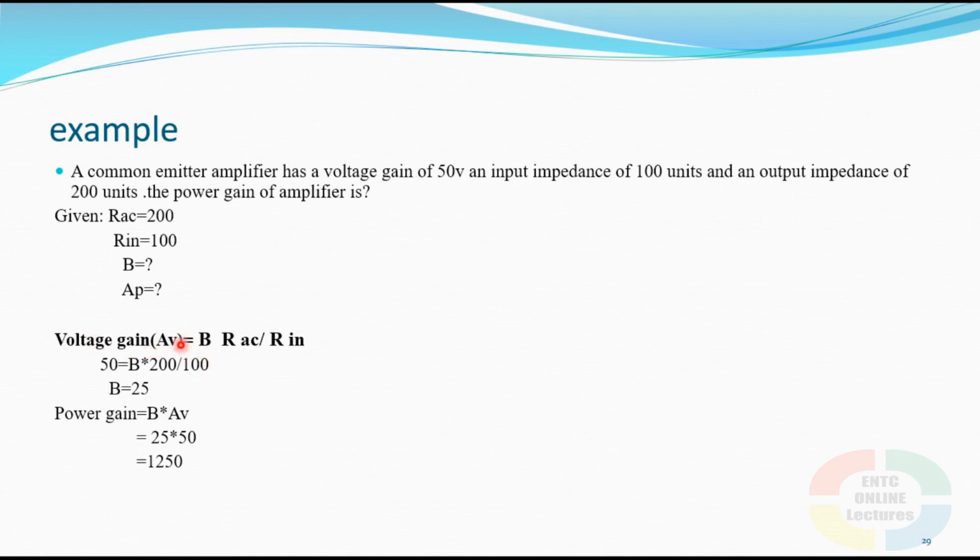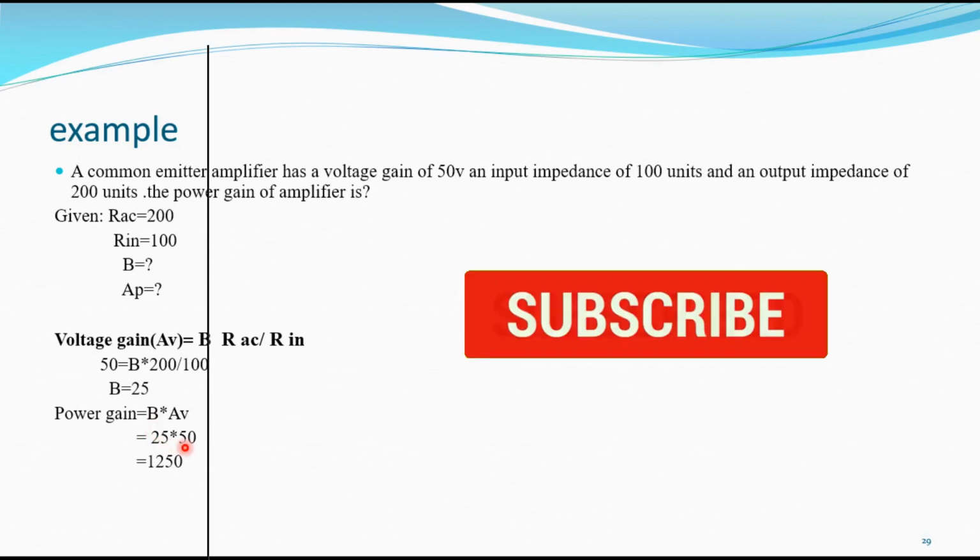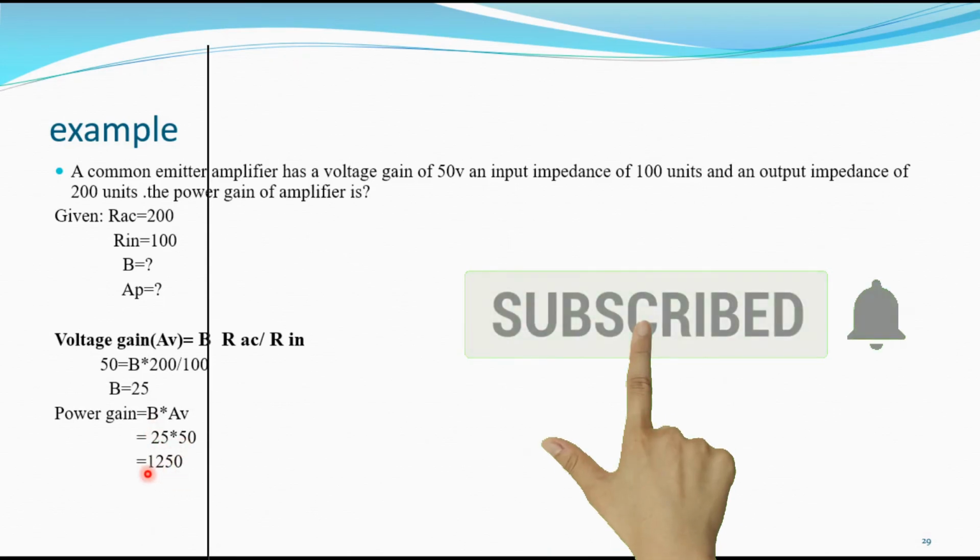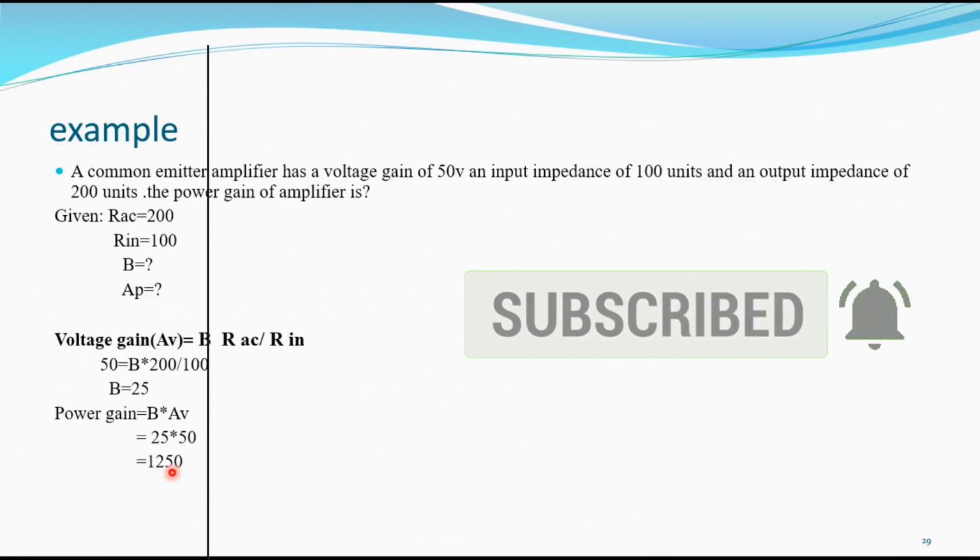Putting all these values in the voltage gain formula, where AV is equal to beta into RAC divided by Rin, where voltage gain 50 is equal to beta into 200 units divided by 100 units, we get beta is 25. Putting all these values in the power gain formula, power gain is equal to beta into AV, where beta is 25 and AV is 50, which is given. Hence we get power gain is equal to 1250.